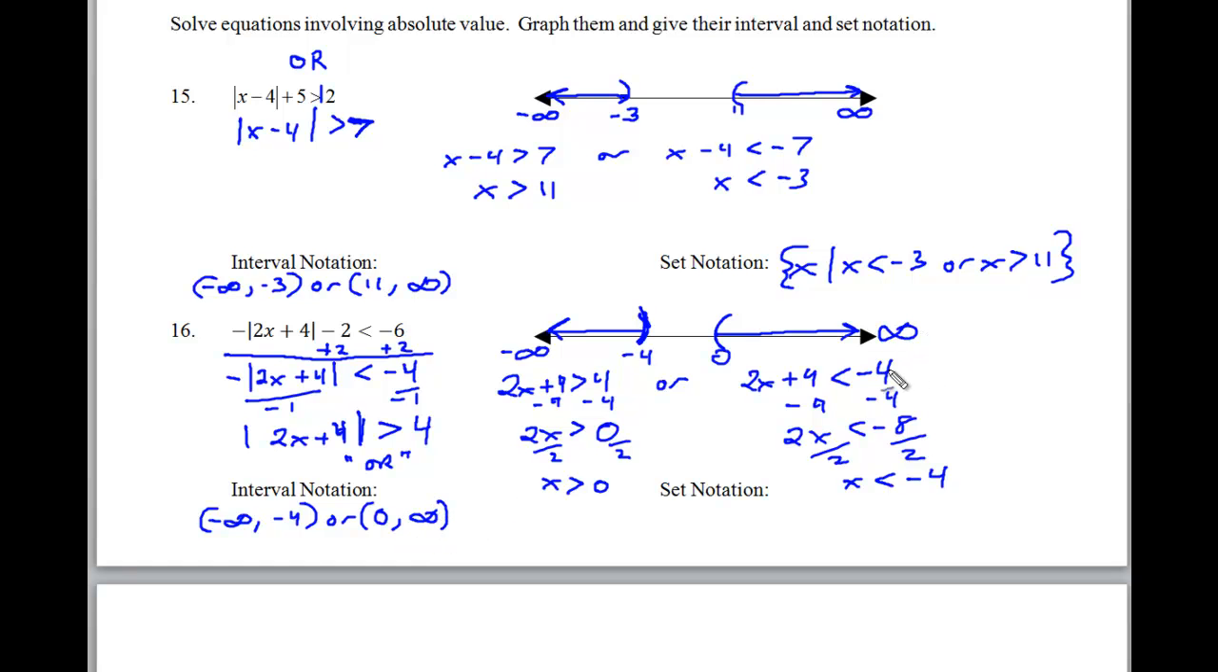Now again, I'm not giving you a practice problem here of an AND problem, so you may want to go back into your work and homework and do that a couple times. Just pick some problems out of the book, and you should be okay. My set notation is going to be where x is less than -4, or x is greater than 0.